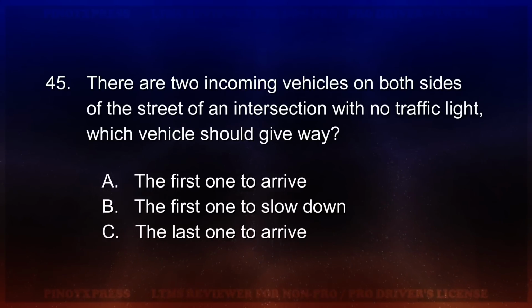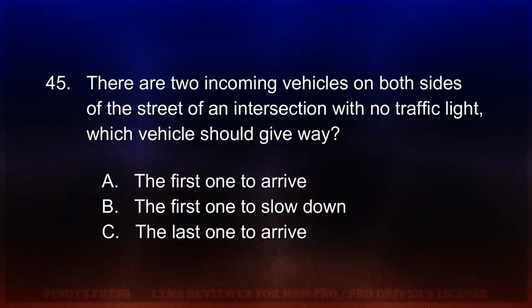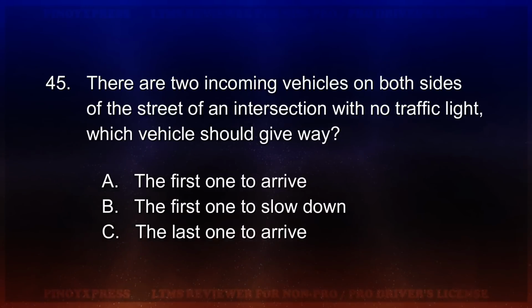There are two incoming vehicles on both sides of the street of an intersection with no traffic light. Which vehicle should give way? A. The first one to arrive. B. The first one to slow down. C. The last one to arrive. The correct answer is letter C.